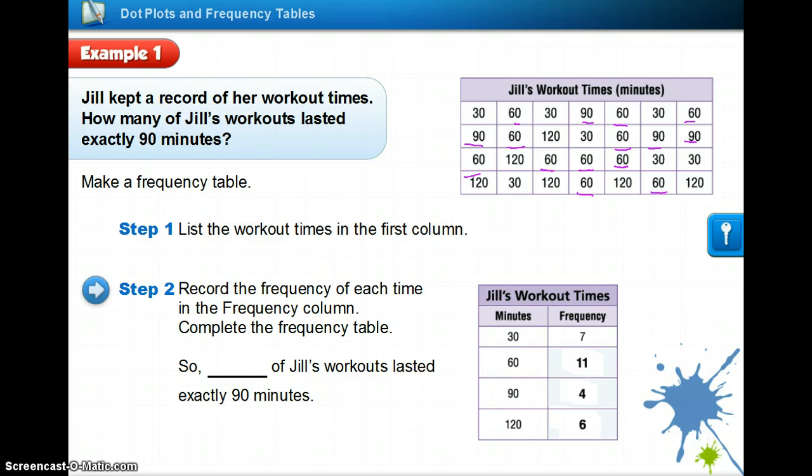So that's how you create a frequency table using just the numbers here. And some frequency tables are different. We'll get into that in a moment. So if we look at the question, it says how many of Jill's workouts lasted 90 minutes. The answer is 4.